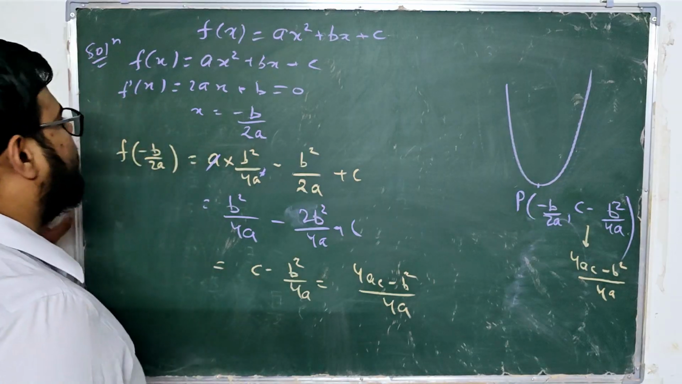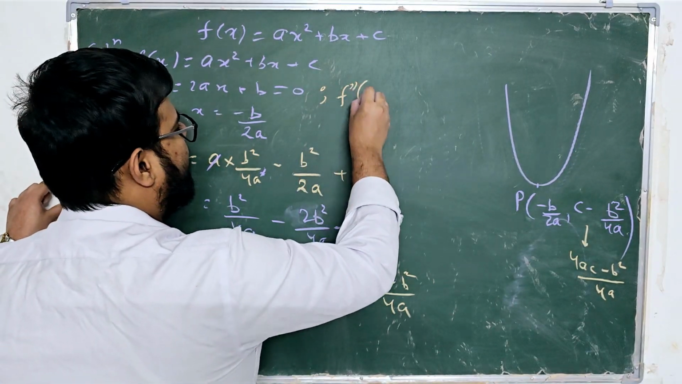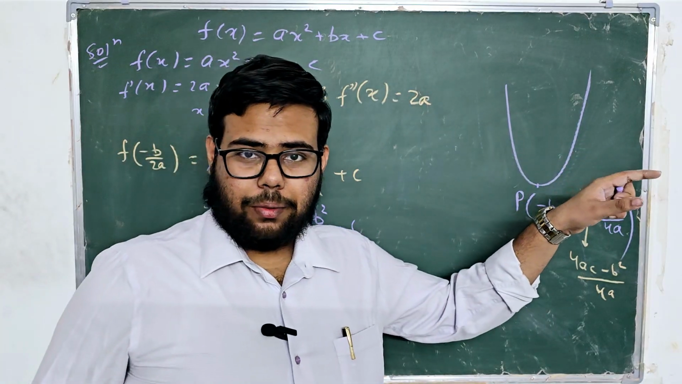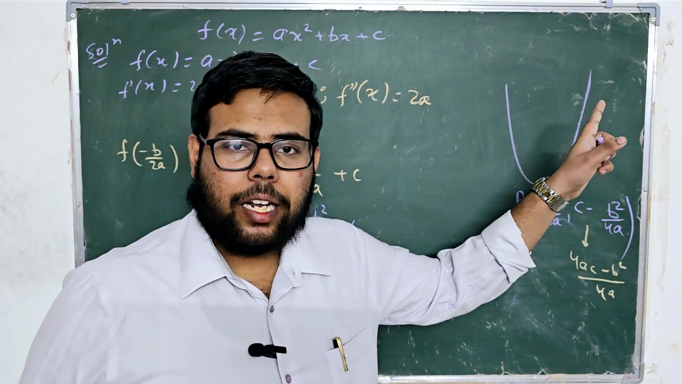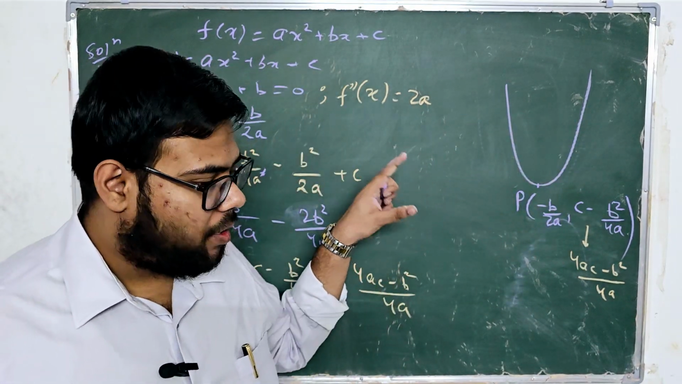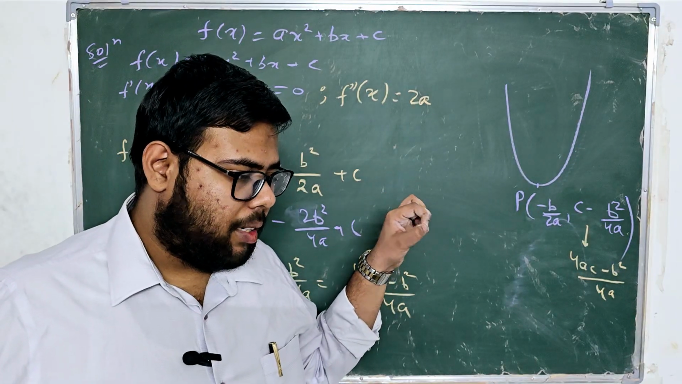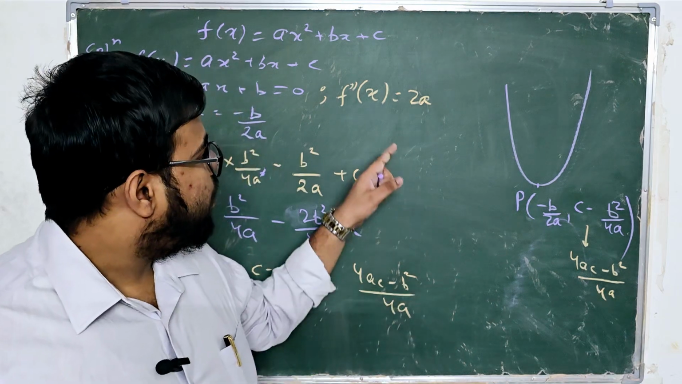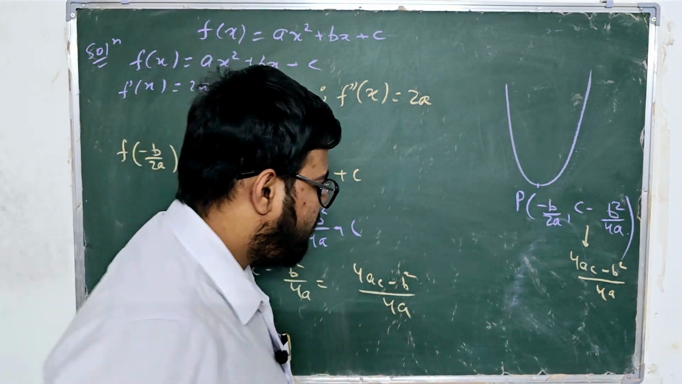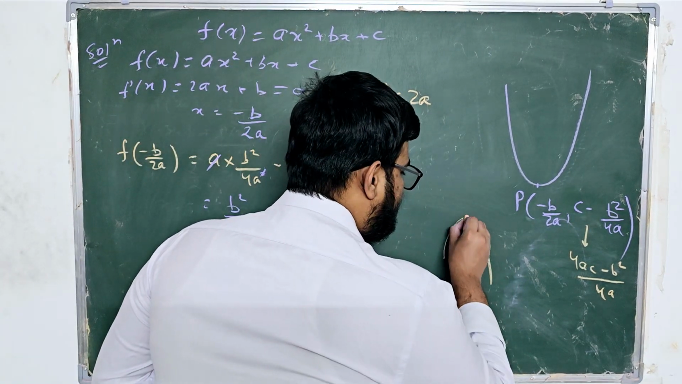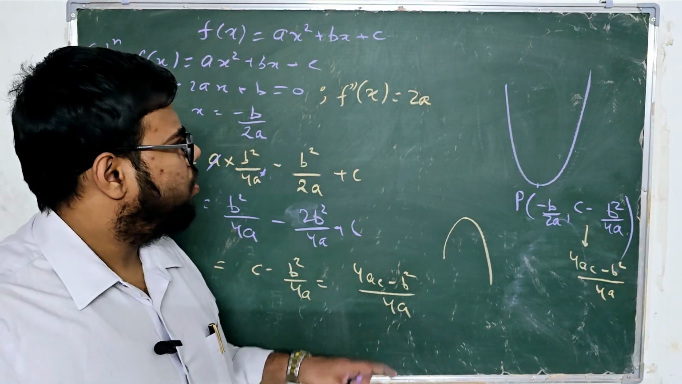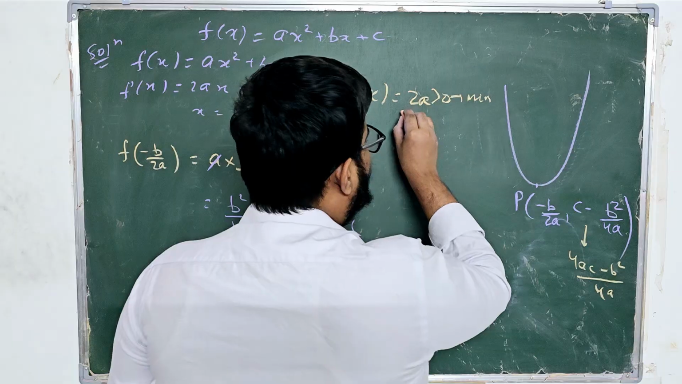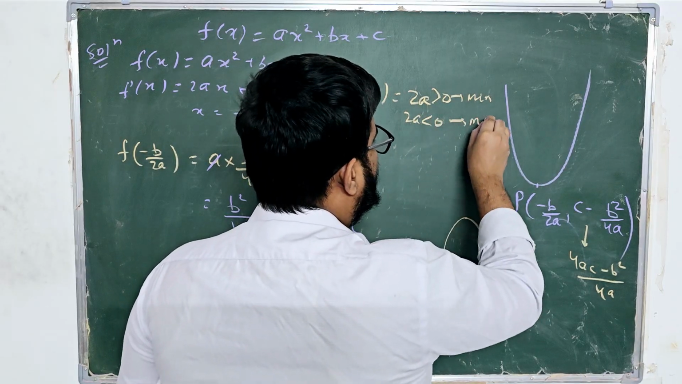And one more thing, f double dash at x will be equal to a, right? So if a is greater than 0, then it will be an upward facing parabola, and if a is negative, then this value, negative b by 2a, represents the maxima, right? And since it represents the maxima, the graph will look like this. This is the maxima. So if it is greater than 0, then minima, and if it is less than 0, then maxima.